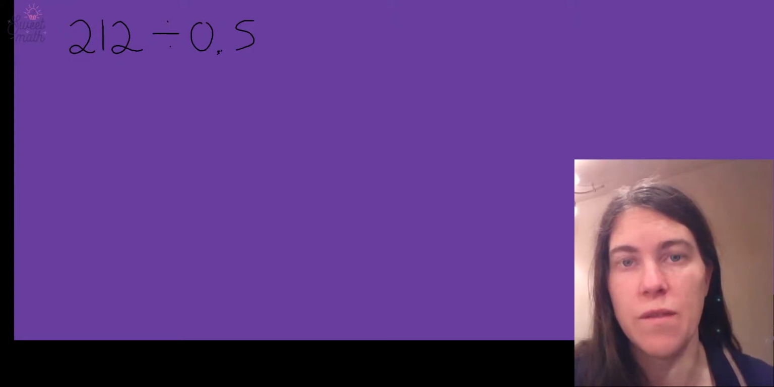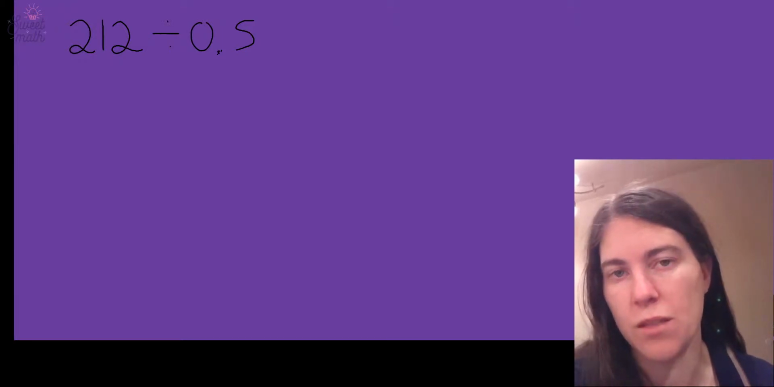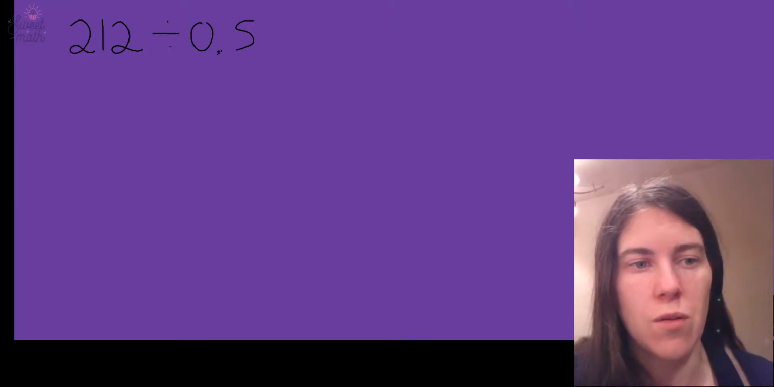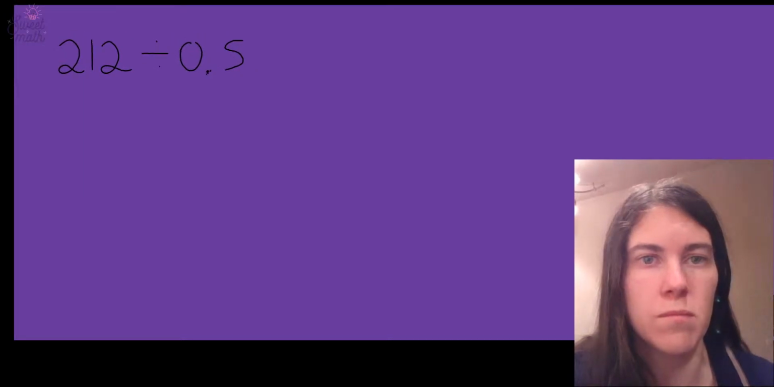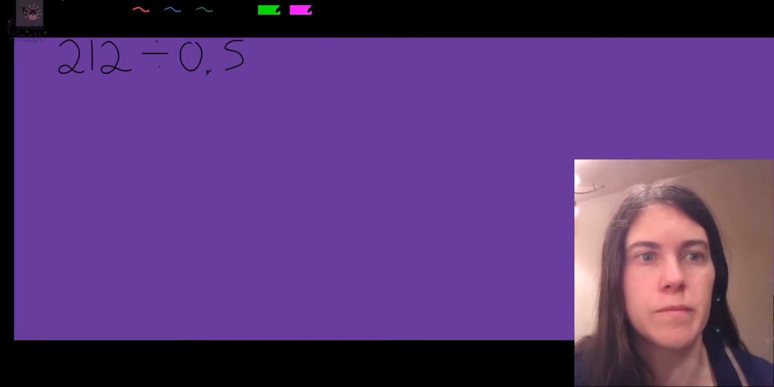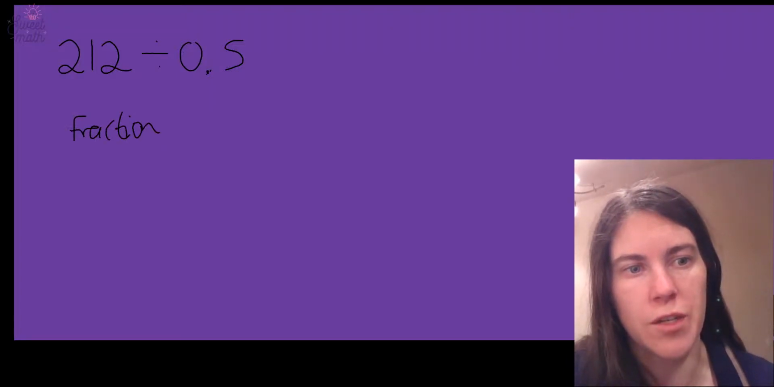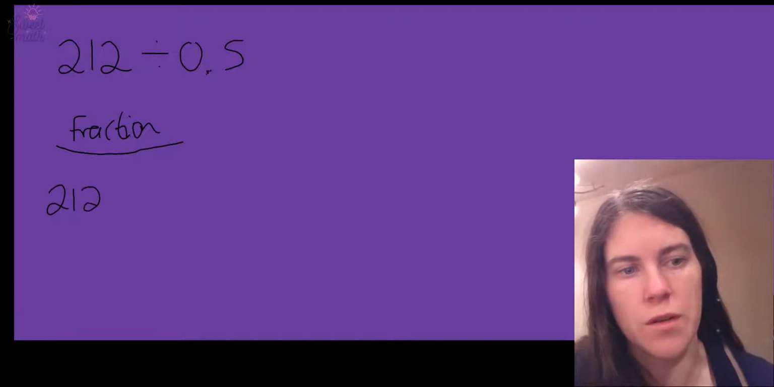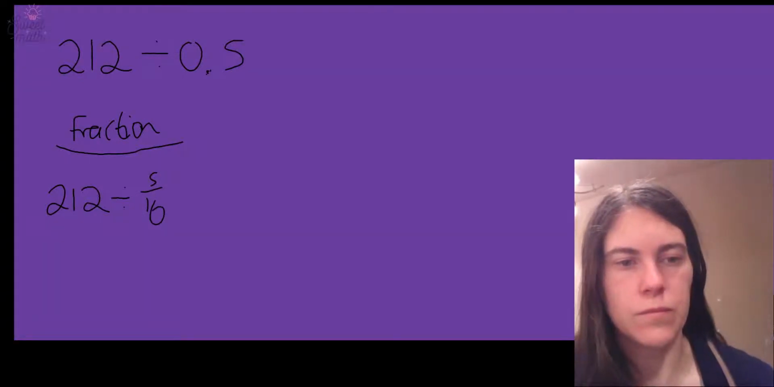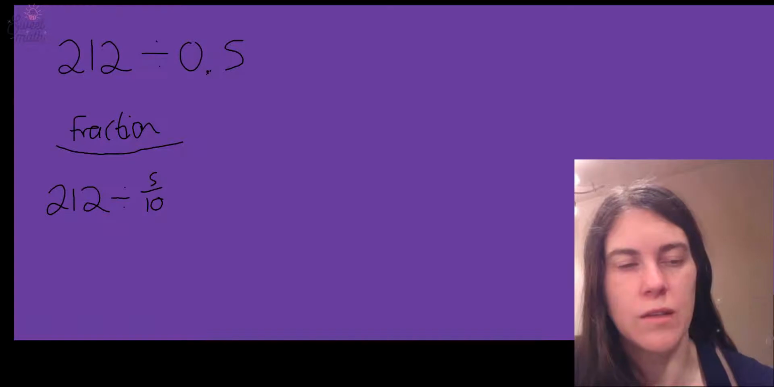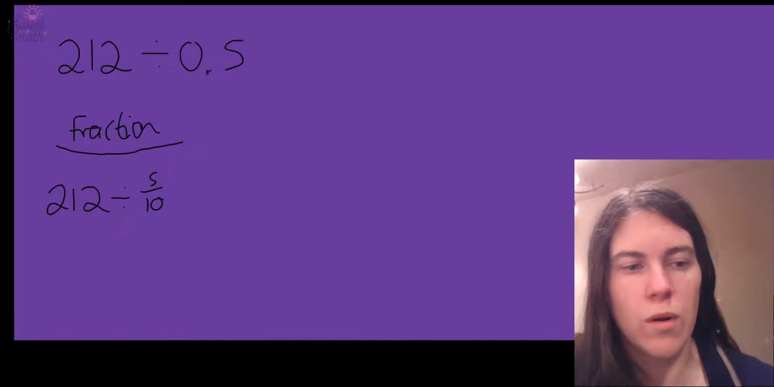There are a couple of ways to divide a whole number by a decimal like 0.5. One of the ways is to change it into a fraction. I call this the fraction method. So 212 divided by 5/10, or five tenths. Or we could simplify it and see what happens with that.